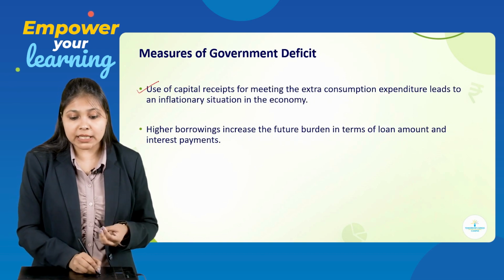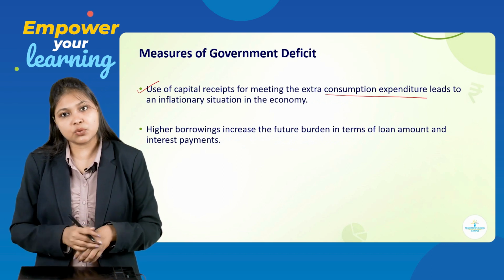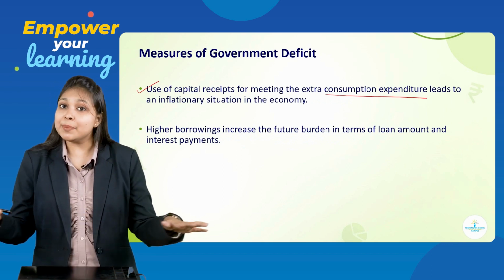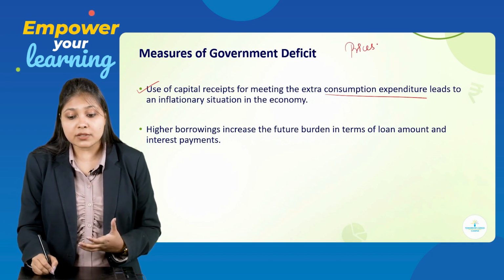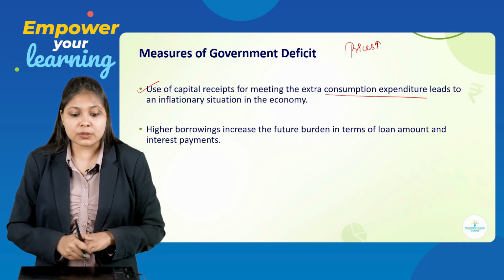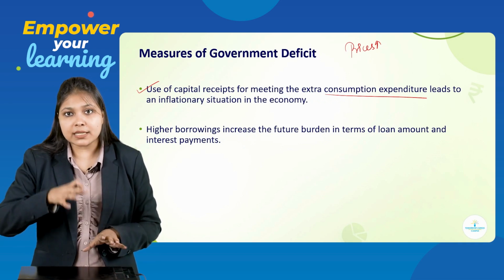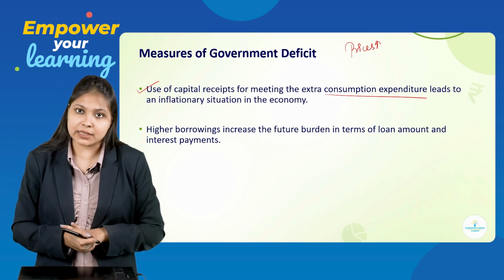Now, use of capital receipts for meeting the extra consumption expenditure leads to an inflationary situation in the economy. What will happen? Suddenly, the prices of goods and services will increase, and this is a situation of inflation. So, whenever such a capital receipt situation arises, it will create the problem of inflation in the economy.